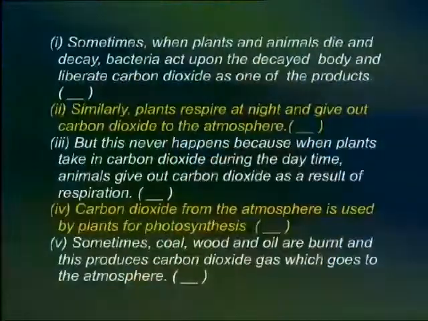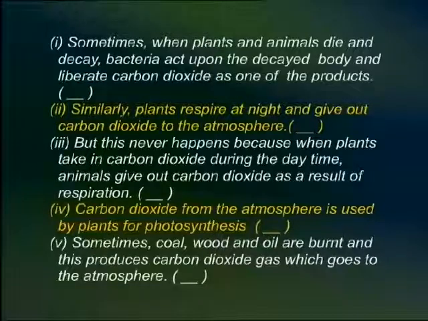You will find sentences based on the information that is given in the diagram. These sentences are not in the correct order. Look at them and see if you can put them in an acceptable sequence. Number 1. Look at sentence number 1. Sometimes when plants and animals die and decay, bacteria act upon the decayed body and liberate carbon dioxide as one of the products.